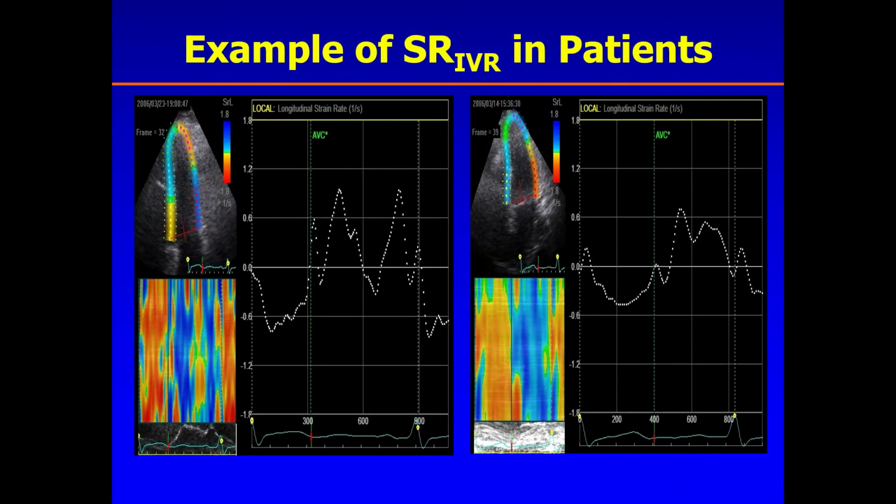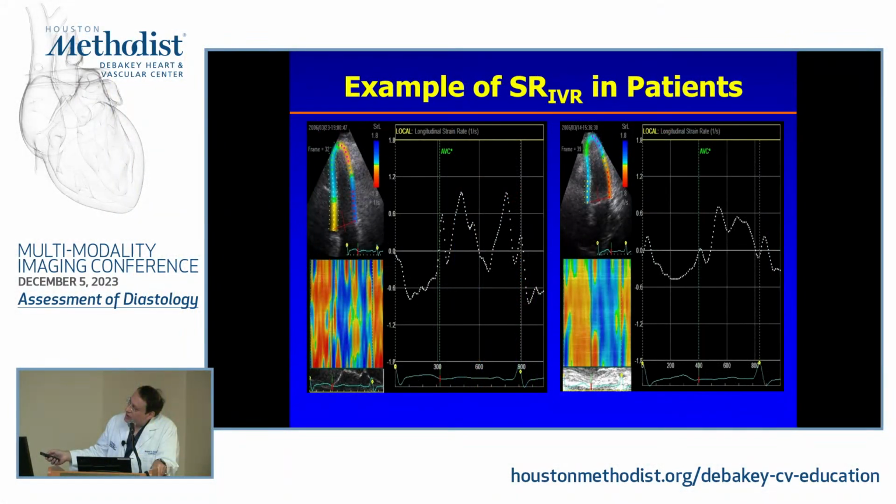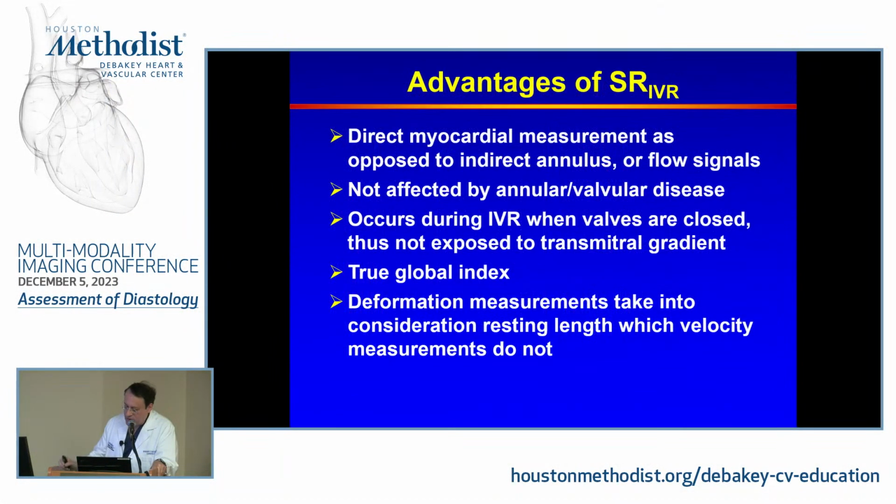And that's an example from a patient with aortic stenosis where you compare to a normal subject. The normal subject has a nicely preserved strain rate during isovolumic relaxation, about 0.6, but a very slow strain rate during isovolumic relaxation in that patient with AS and diastolic dysfunction. Because we're getting the signals from the ventricle, they are not affected by annular or valvular disease. We get them during isovolumic relaxation, a time when there is really no transmitral gradient because the mitral valve is closed. We get it from all cardiac segments in the ventricle.